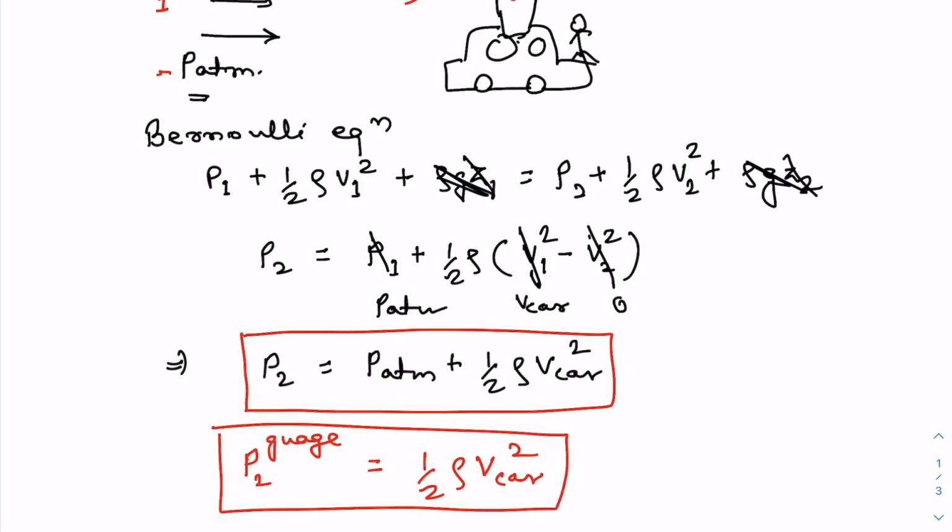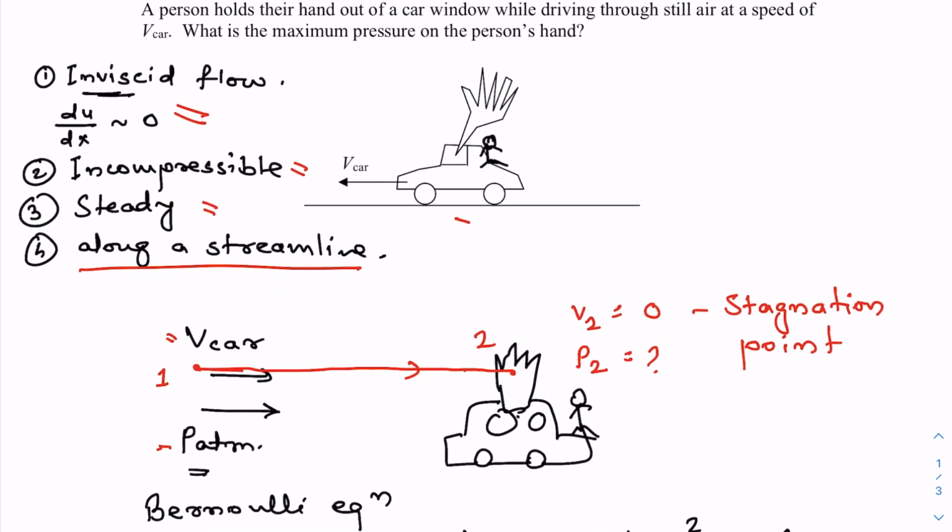So that's it. This problem was simple. We just applied Bernoulli equation to find out the maximum pressure your hand will feel when you pull it out of a car moving at a constant speed.